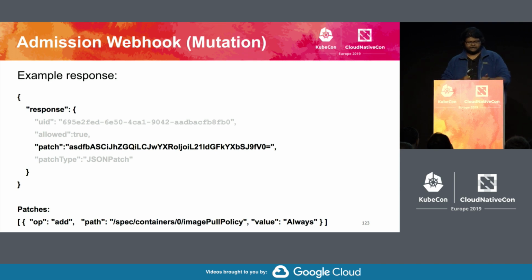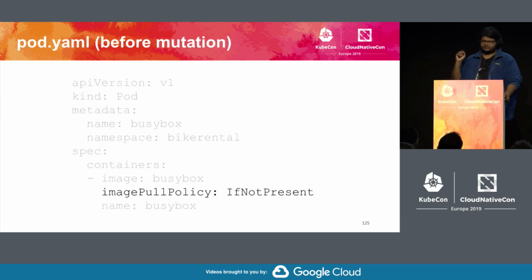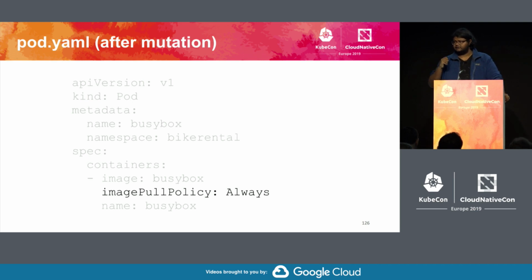It will have an op field which will say what operation you want to make. I said add, and I pass a path, a JSON path in the JSON definition. It says spec, containers, 0, which is the first container, and then imagePullPolicy, and the value I'm setting here is Always. What this patch will do: in the pod definition we saw, the imagePullPolicy was IfNotPresent. That's how I created it. But if it goes to the mutation webhook, after mutation it will turn into Always. So this is just one example of what you can do. You can change basically any field in the pod definition or any object definition that will go through the mutation webhook.